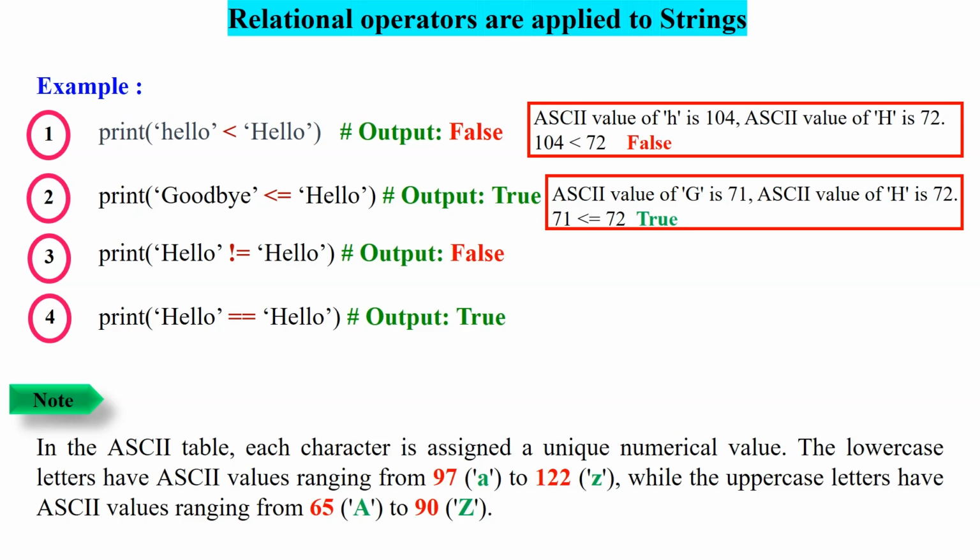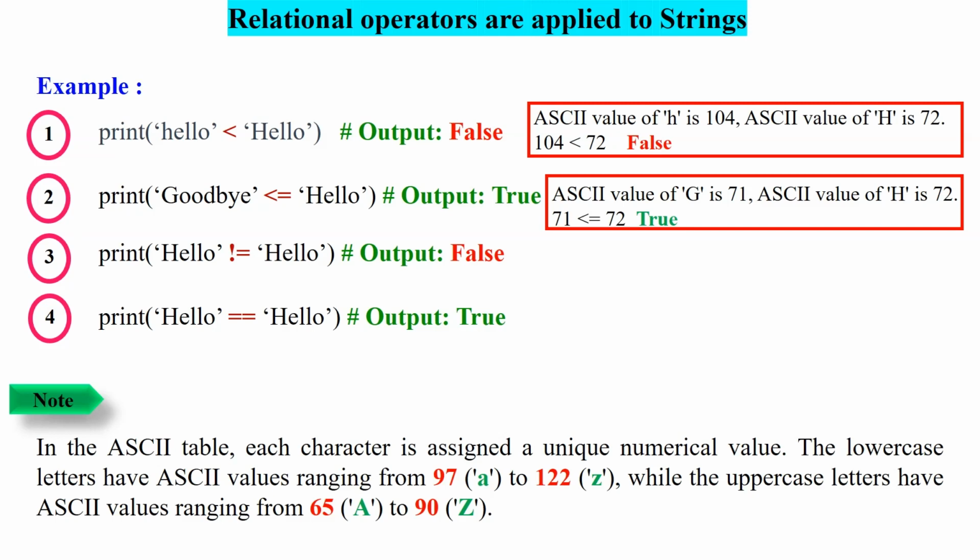In the third example, it compares two string literals, hello and hello, using the not equal to operator. In this case, both strings are identical, as they have the same sequence of characters. Therefore, the expression hello not equal to hello evaluates to false. The not equal to operator returns false when two values are equal, and true when they are not equal. Since the strings are equal in this case, the output will be false.